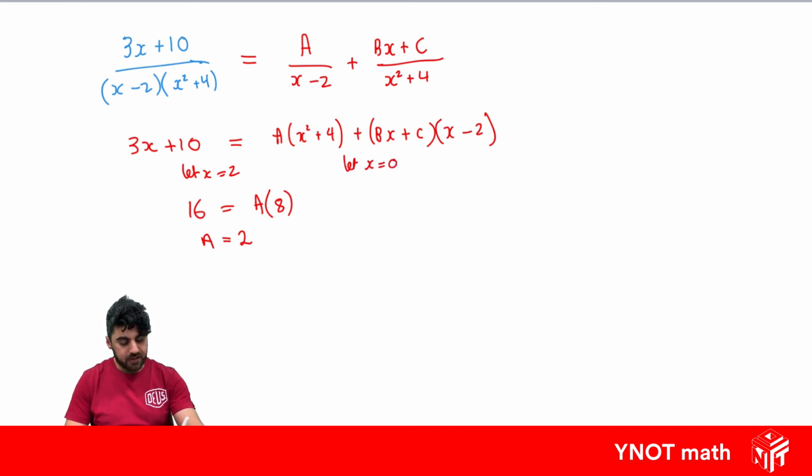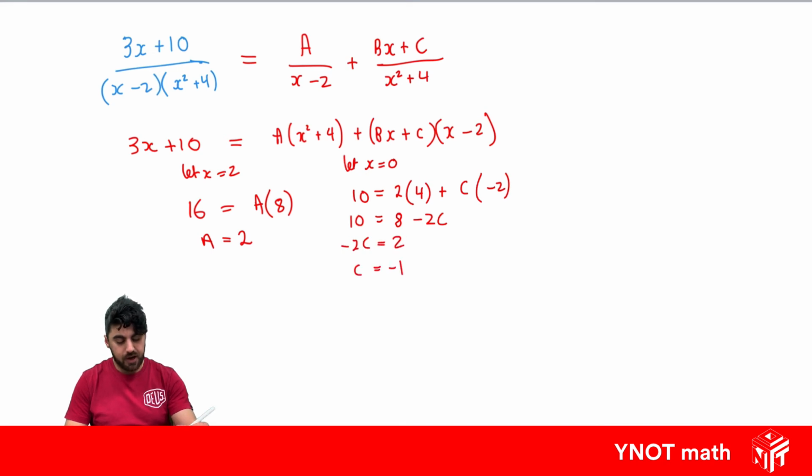On the left-hand side, we'll get just 10. We know a is equal to 2. We're going to make x equal 0, so 0 squared is 0 times 4, plus the x equaling 0 will cancel out with the b, so we'll just have c, and x equals 0 will leave us with minus 2. So we'll just get 10 equals 8 minus 2c, so minus 2c equals 2, so c equals minus 1.